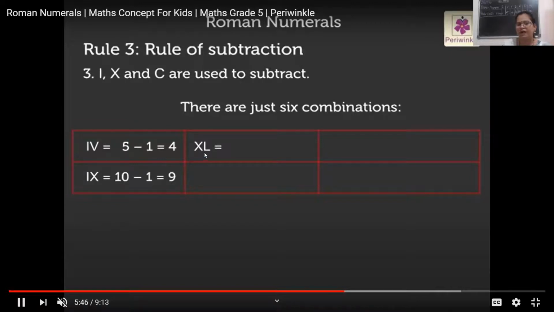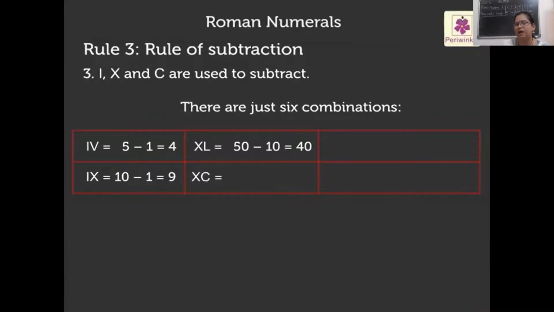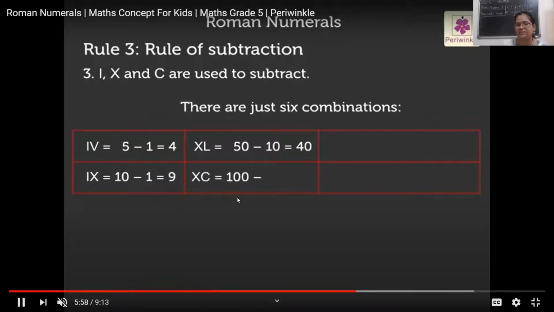So how to write 40? XL. Here it is 50 minus 10, that is 40. How will we write 40 in Roman numerals? XL. We don't write XXXX. We can't repeat X more than 3 times. Then XC is written as 100 minus 10, that is 90.